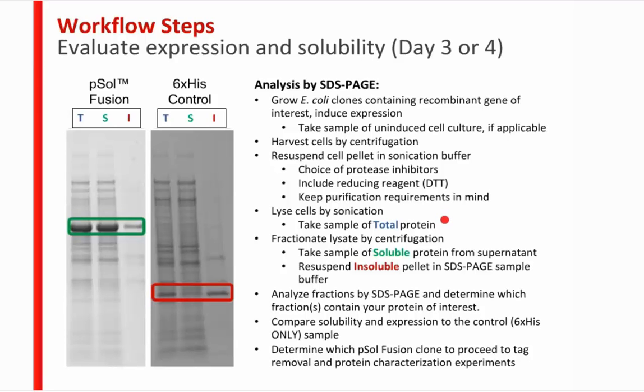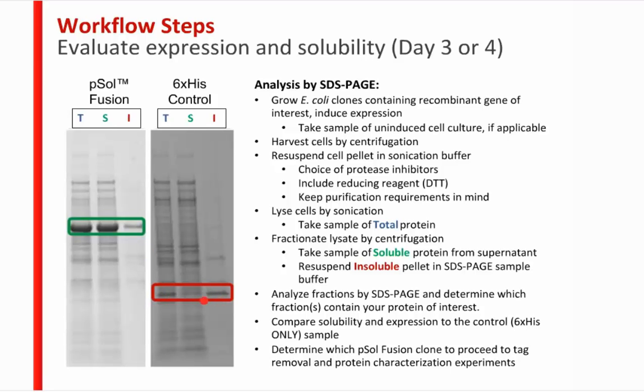So that gets loaded on your gel over here under T. So for each fusion, you're going to generate 3 samples, and the first of which is going to be the T, or total protein sample. Then we fractionate the lysate by centrifugation and take a sample of the soluble protein from the supernatant. So that goes here next door in the S lane, right? So you've got total protein and then your soluble protein, and then resuspending the insoluble pellet in sample buffer and boiling it gives you the insoluble fraction. And then you analyze all these 3 fractions for each tag on an SDS page gel.